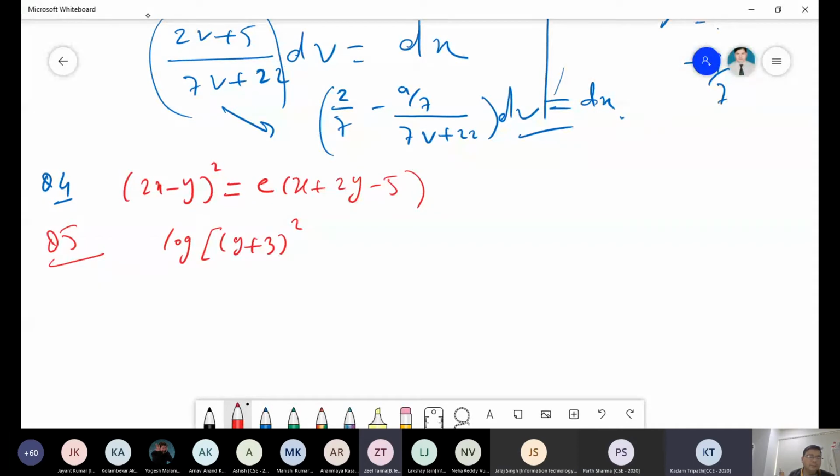So take the minus 1. So log of (y plus 3) whole square plus (x plus 2) whole square, plus 2 into tan inverse of (y plus 3) upon (y plus 2), and this is equal to c. Very simple answer.